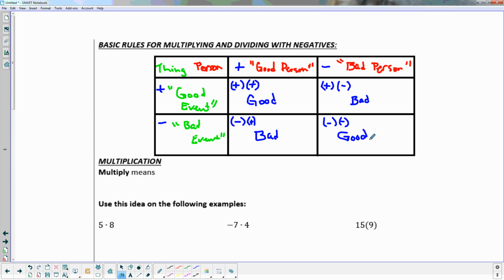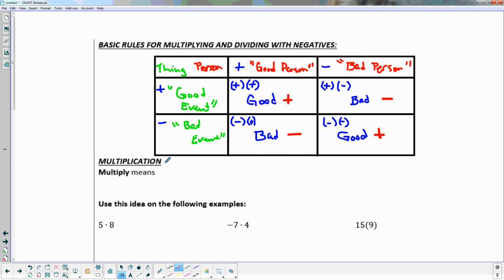So this shows you what the signs of your multiplication and division should be. Whenever we have a good in here, it's a positive. Whenever we have a bad, it's a negative. Okay? I just had a student teach me that, and that was funny. I'd never heard of that rendition of it before.